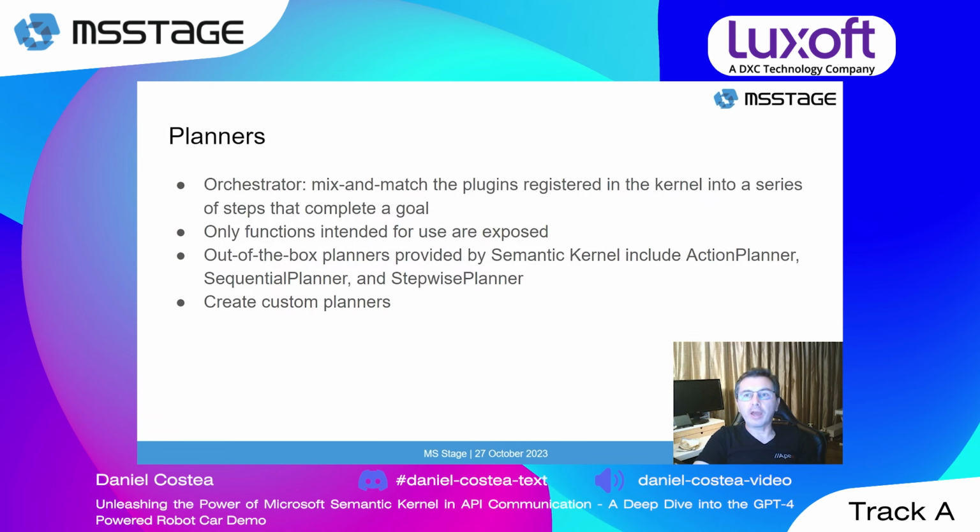In the previous slides, we have manipulated the functions from the registered plugins in a programmatic way. But there is a more intelligent way to deal with functions by using AI or GPT, and we can achieve that by using planners. A planner will choose a function or a list of functions, depending on the planner, from the registered plugins to accomplish a goal.